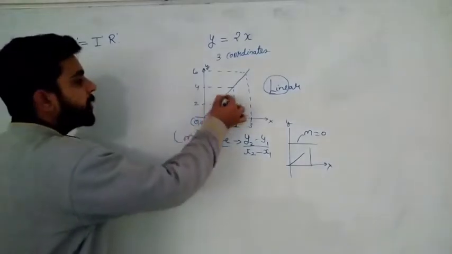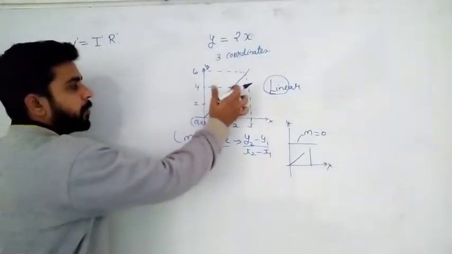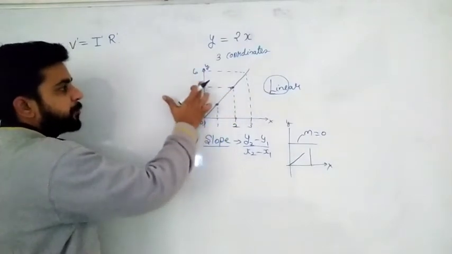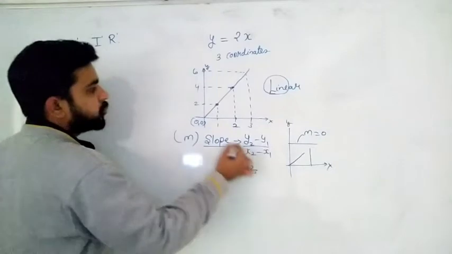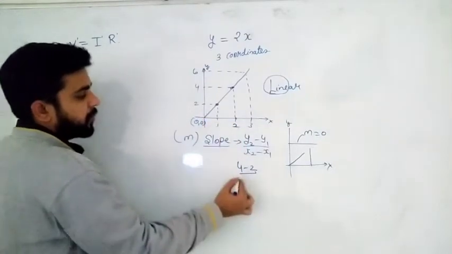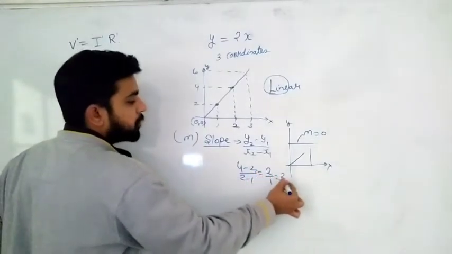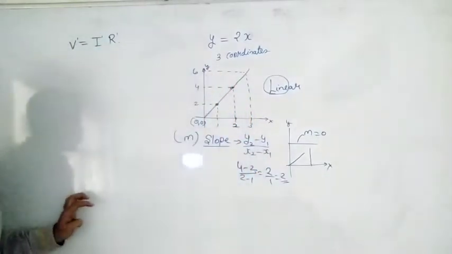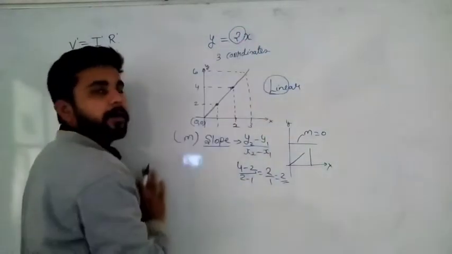From here to here, let's calculate the slope. What is slope? y2 minus y1. This is the y2 point and this is the y1 point. So 4 minus 2 upon x2 minus x1, which is 2 minus 1. If we calculate it, we get 2 by 1, that is equal to 2. So what is the slope of this particular graph? 2. Wait sir, here is also 2?